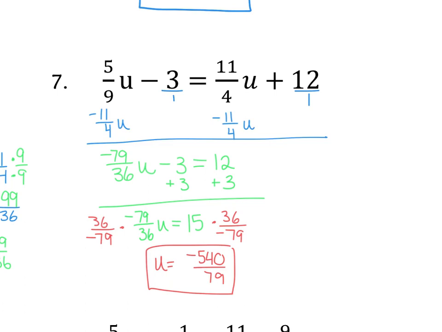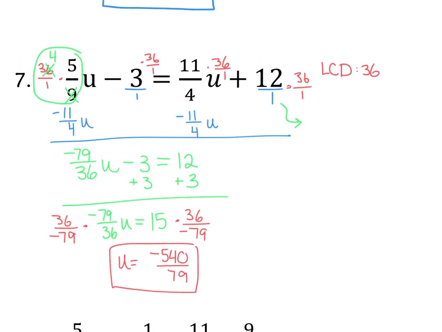The least common denominator here is 36. So what I do is I'm going to take this problem and multiply every term by 36/1. By doing this, what's going to end up happening when you multiply every term by the LCD is you are going to get rid of, or basically kill, every single fraction. Because here, if we have 36 over 1 times 5 over 9, 9 goes into 36 4 times. You would be left with 20u.